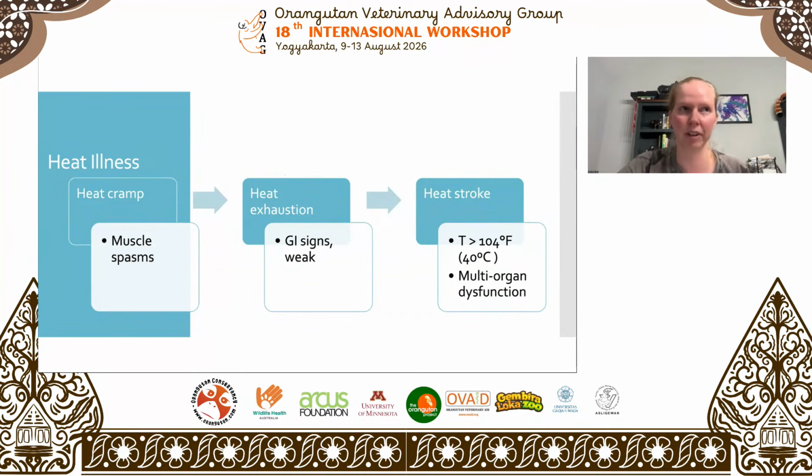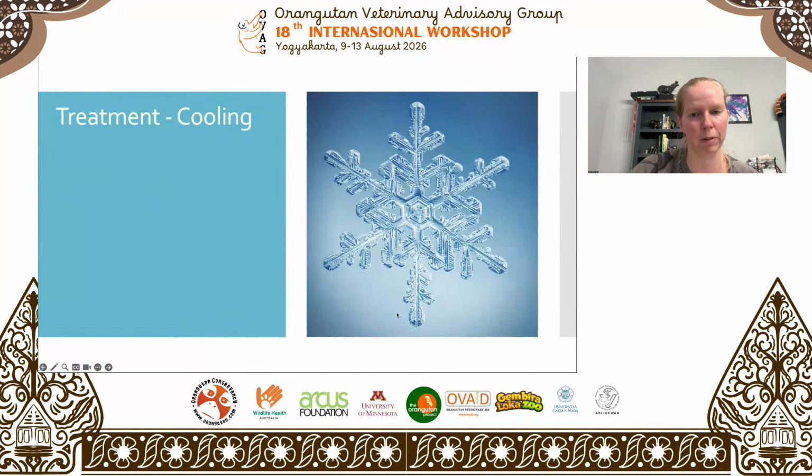And again, just kind of like burns, we are literally cooking our body. And it likes to cook things that are very metabolically active. So that's going to be the cells that line our GI tract, our bone marrow, and our brain, which are some things that are really, really prone to heat stroke.